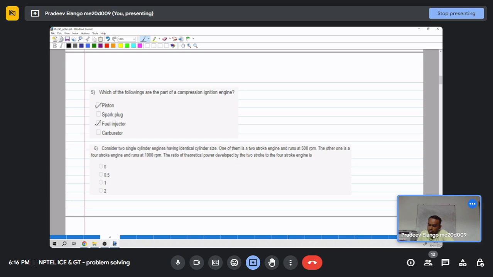Can you answer this? Two engines have identical size, but one is two-stroke, the other is four-stroke. The two-stroke engine is running at 500 rpm, the four-stroke engine is running at 1000 rpm. What could be the ratio of the power? One. How? Can you answer how it is done?